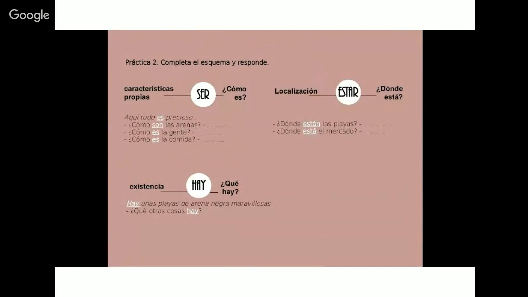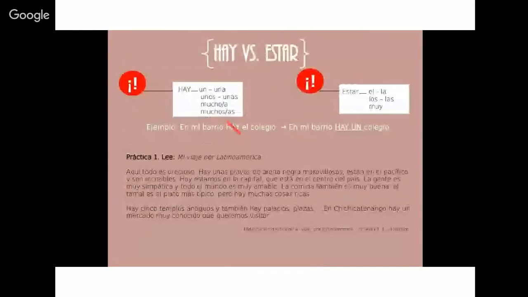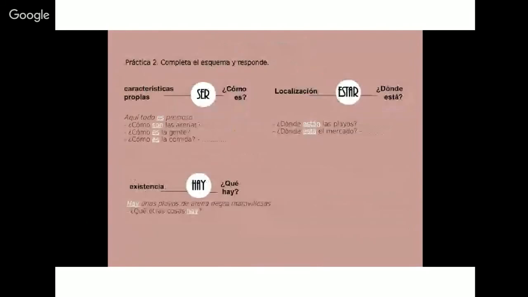Hay. Existencia. So we're going to answer with hay, which shows the existence of something or new information. So the first example is, hay unas playas de arena negra maravillosas. La pregunta, ¿qué otras cosas hay? So, what other things are there that are mentioned in the text?